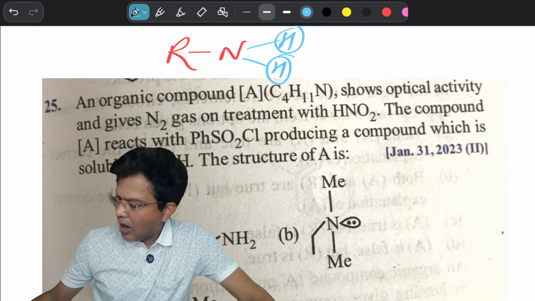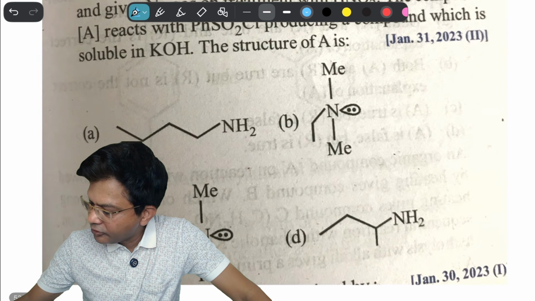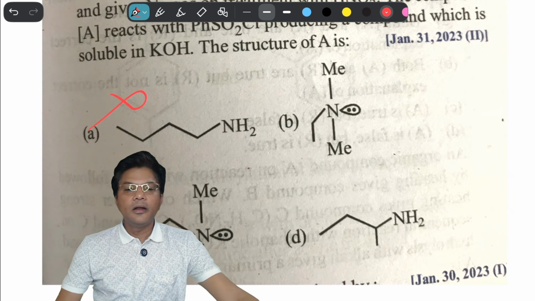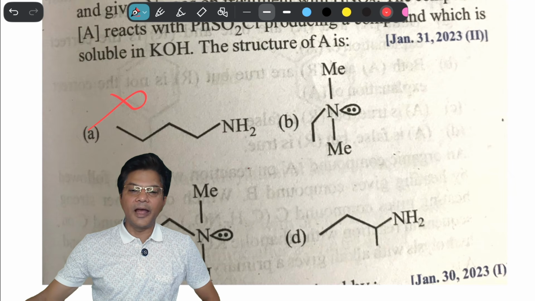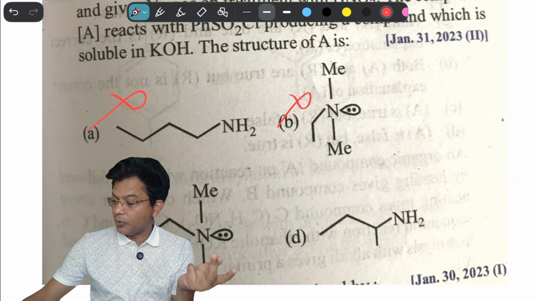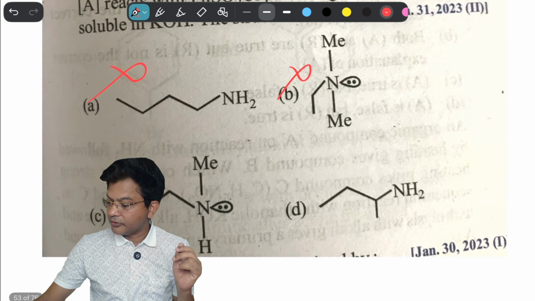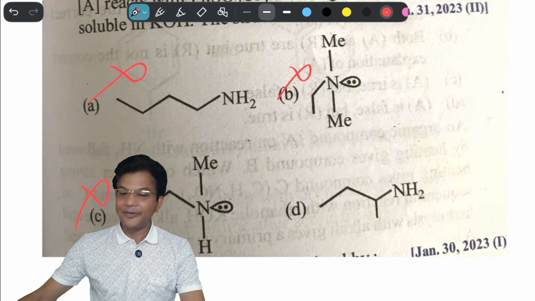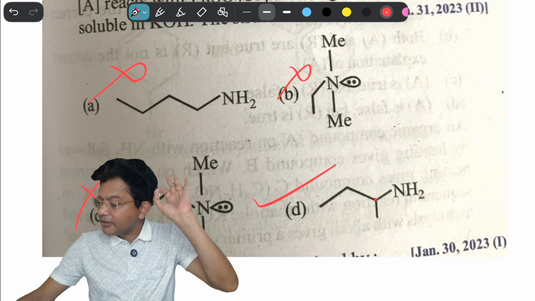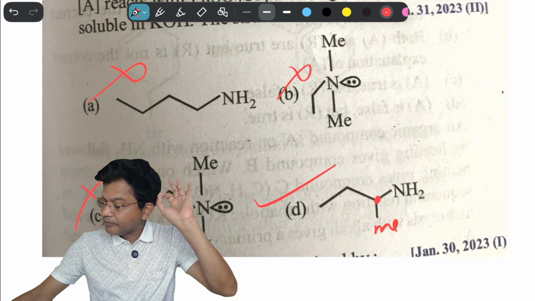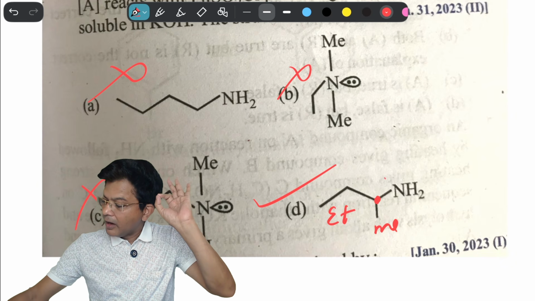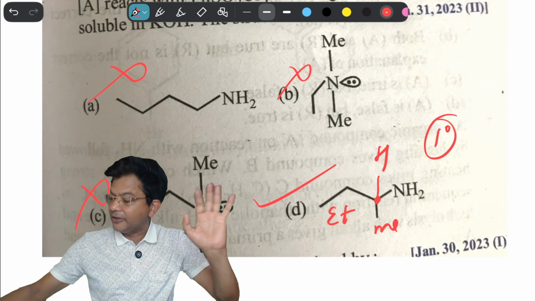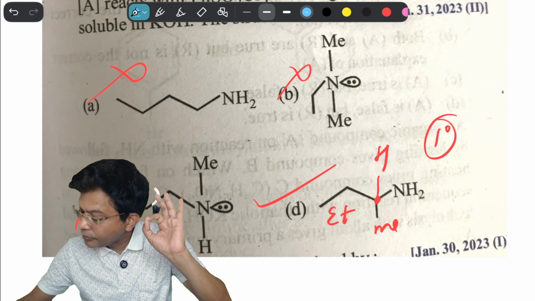Now let's see out of the 4 options. Now see, first one can't be the answer because it's not having any chiral carbon. Now see the B, 2 methyl on nitrogen. So it can't be that because it is 1 degree. Now my dear students, C can't be the answer. It is not 1 degree. Only one is the answer, that D. Why D? You see this carbon is attached with methyl, ethyl, hydrogen and NH2. It is 1 degree aliphatic amine and this carbon is chiral. So it was very simple question.